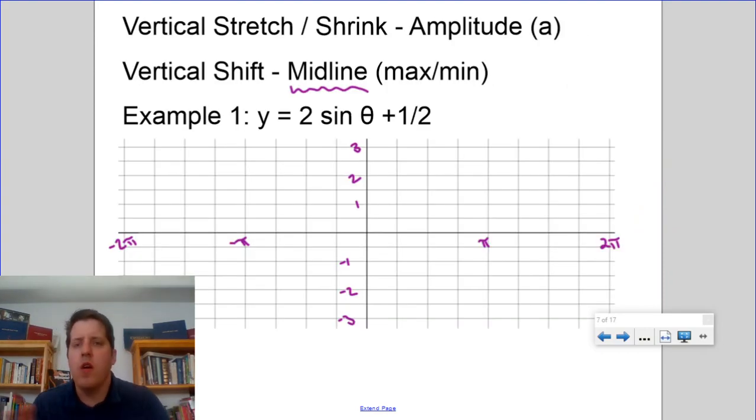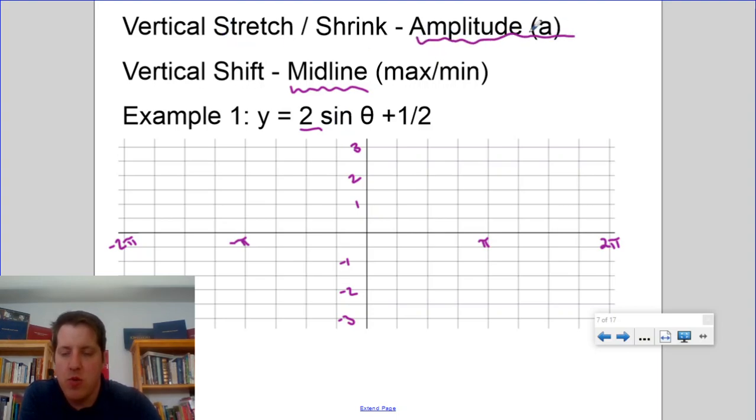Okay, so say I want to graph something like this. Y equals 2 times the sine of theta plus 1/2. Here's the good news. You guys already know how to do all of this from the parent function because you've been paying attention all year. This graph is 2 times as tall as the parent function. There is a vertical stretch or a change in amplitude. So it's going to go from 0 to 2 instead of from 0 to 1.